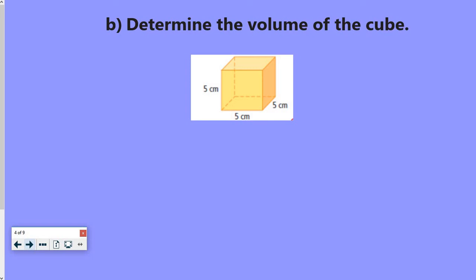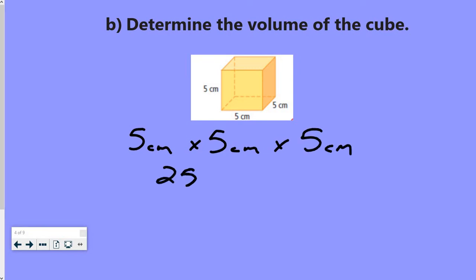Determine the volume of this cube. You should be able to do this at home or wherever you're watching this video, but 5 centimeters times 5 centimeters times 5 centimeters equals 25 times 5, and this is centimeters squared, and this is centimeters. So 25 times 5 is 125 centimeters cubed.